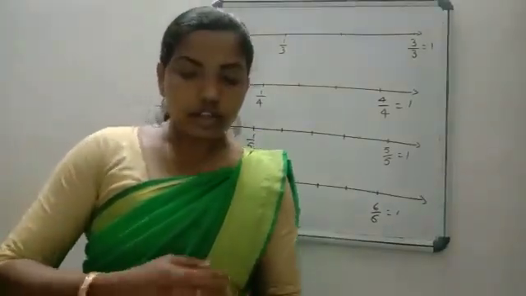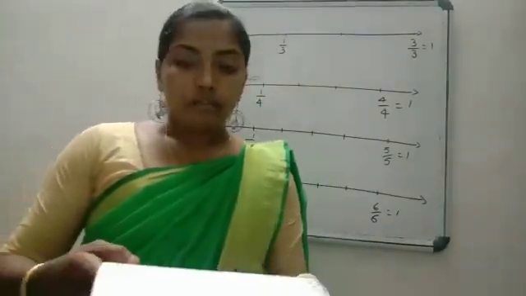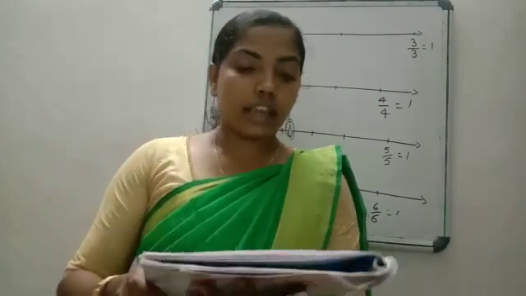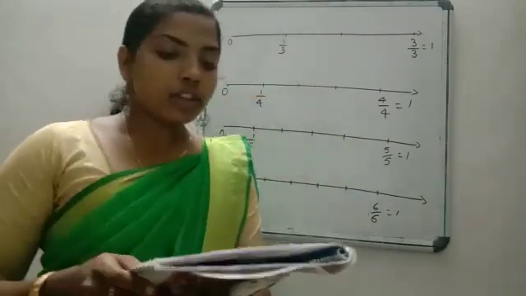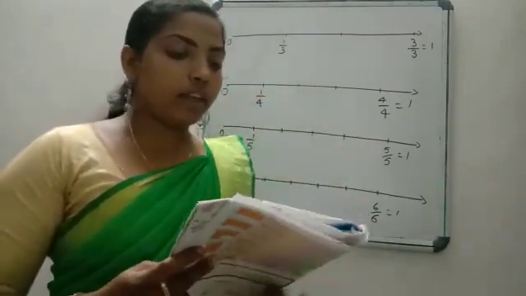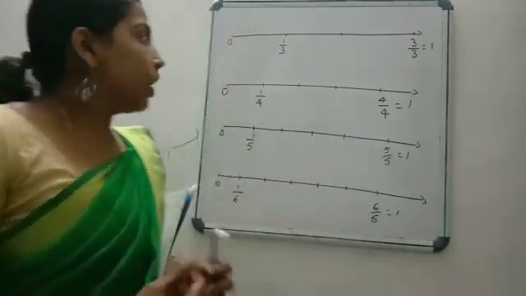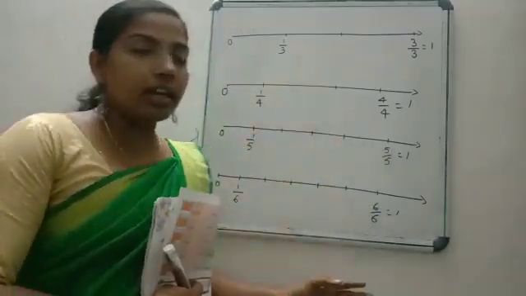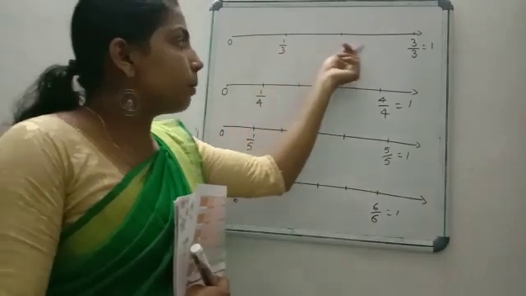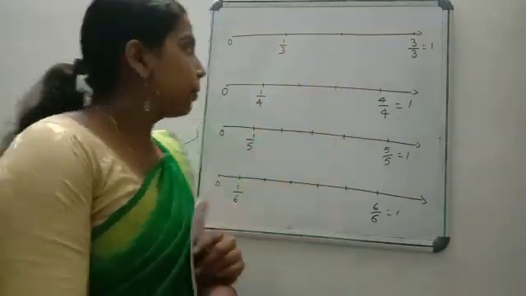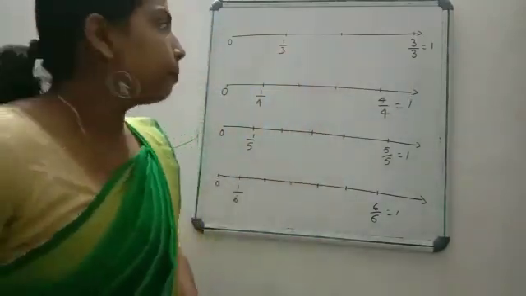Okay, dear students, next we are going to do from page number 83, second question. Write the fractions on the number line and circle the given fractions. See here, four number lines are given and the points are marked here, and you have to write the fraction.